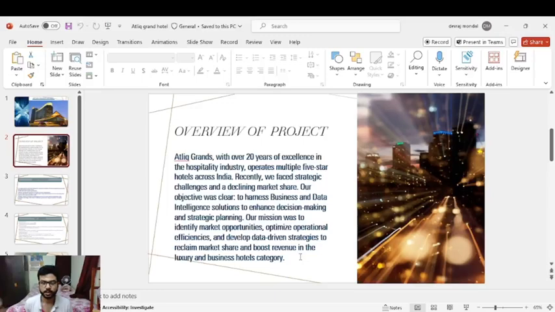Recently, we faced strategic challenges and a declining market share. Our objective was clear: to harness business and data intelligence solutions to enhance decision-making and strategic planning. Our mission was to identify market opportunities, optimize operational efficiencies, and develop data-driven strategies to reclaim market share and boost revenue in the luxury and business hotels category.